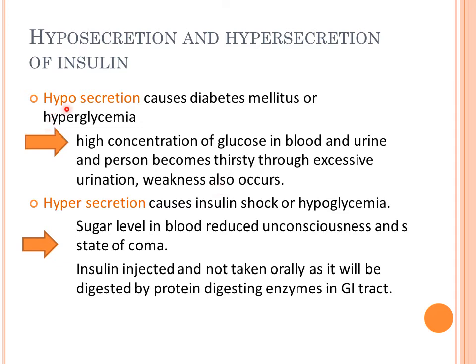These are the things which happen when a person has less secretion of insulin, or hyposecretion. Now let us move on to when a person has hypersecretion, or more insulin in the blood. Gradually the sugar level in the blood will drop. Why?